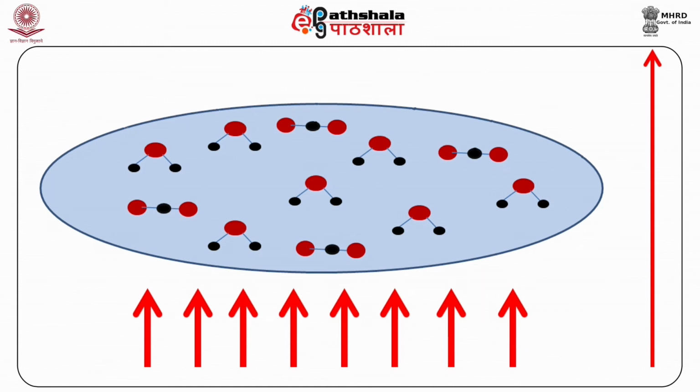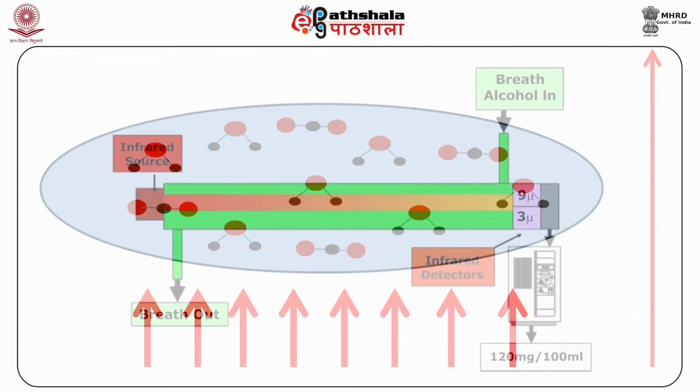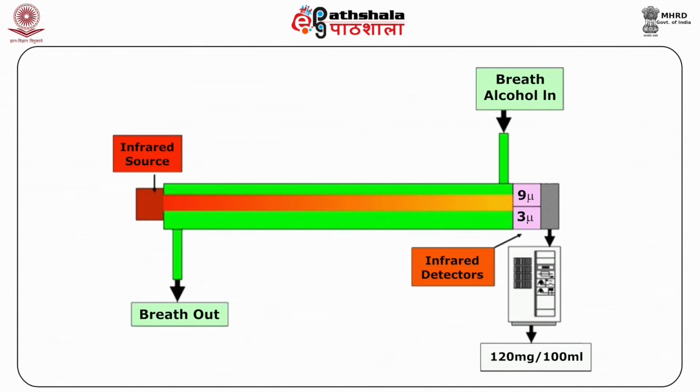Molecules vibrate constantly, and on absorbing IR light, these vibrations change. These changes include the stretching and bending of different bonds. Each bond within a molecule absorbs a specific infrared radiation at different wavelengths. The absorbed wavelength helps to identify the substance as ethanol, and the amount of IR absorption helps in determining how much ethanol is there.